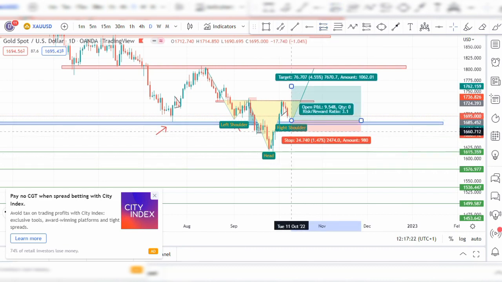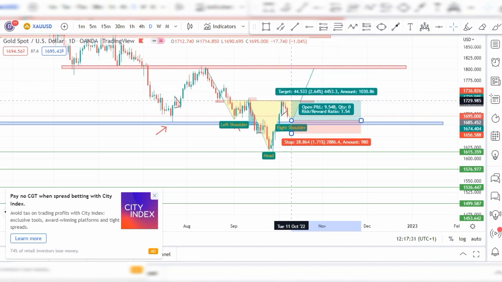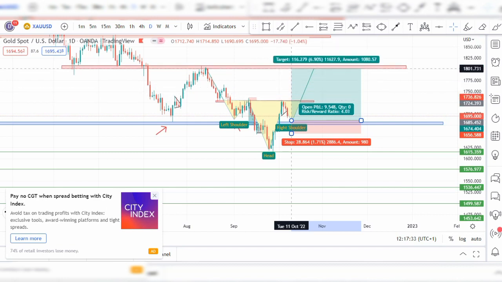Our stop loss just below our bullish candle, and then our take profit one will be here at the neck, and take profit two will be finally to complete the head and shoulder pattern. So we'll be looking at over 1,000 pips on that move.